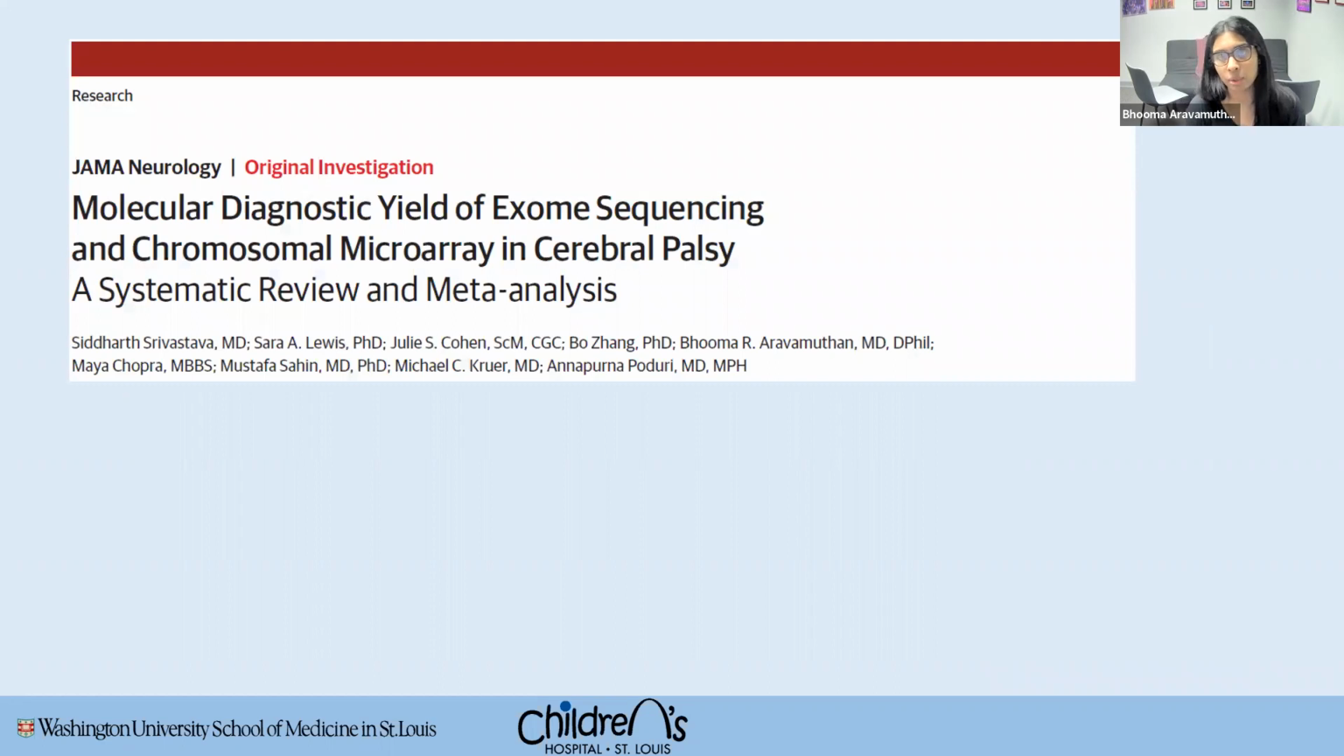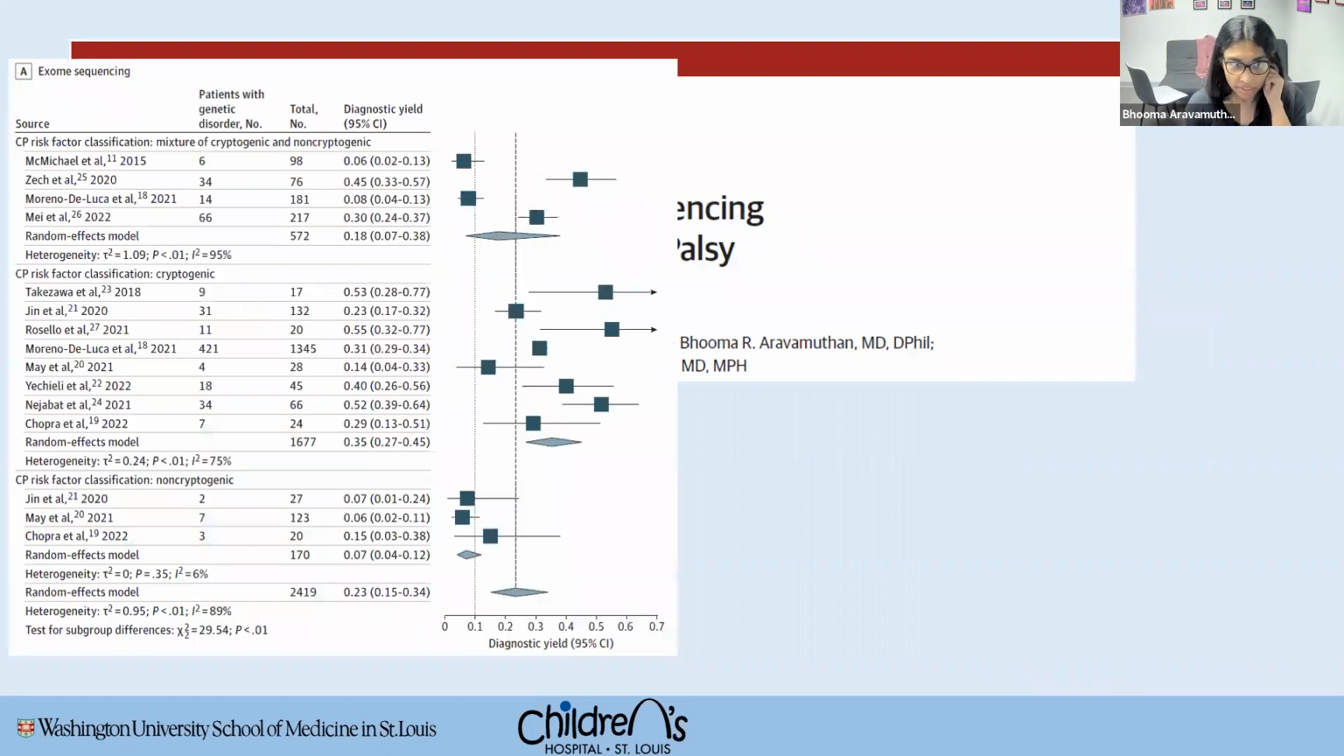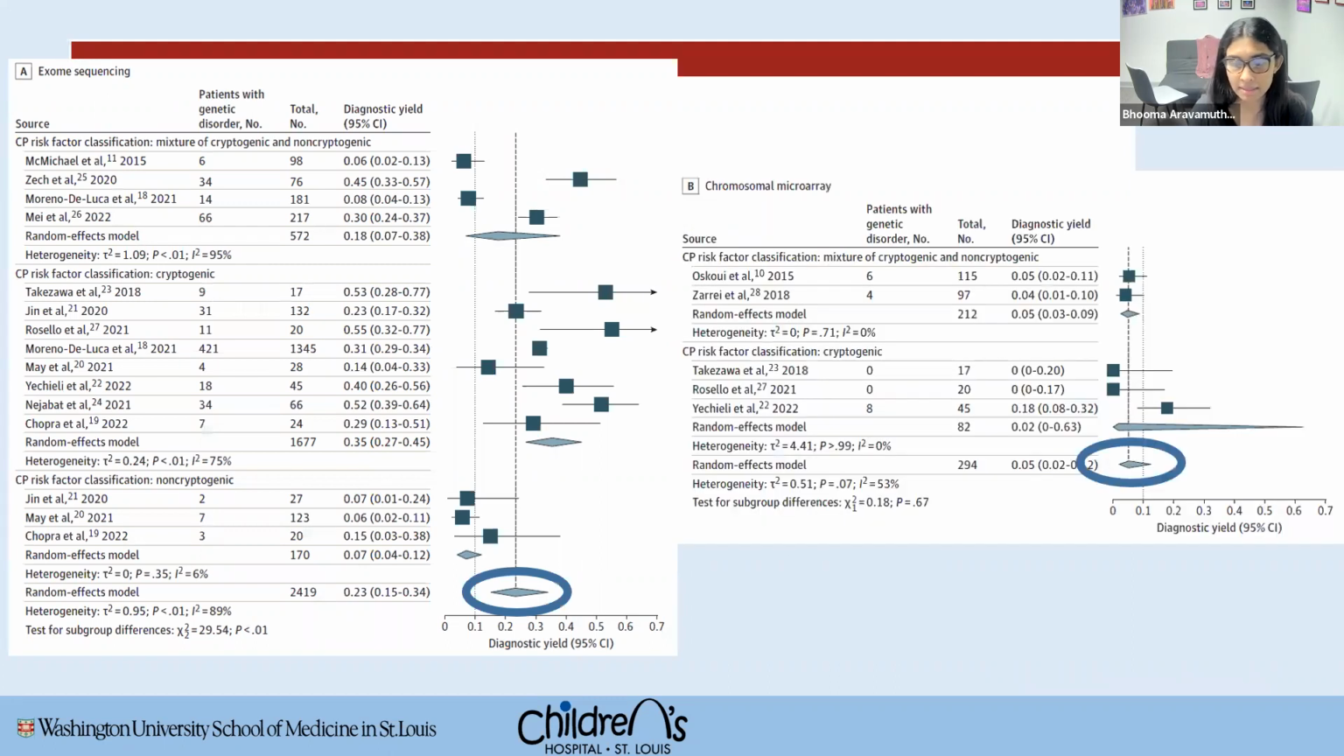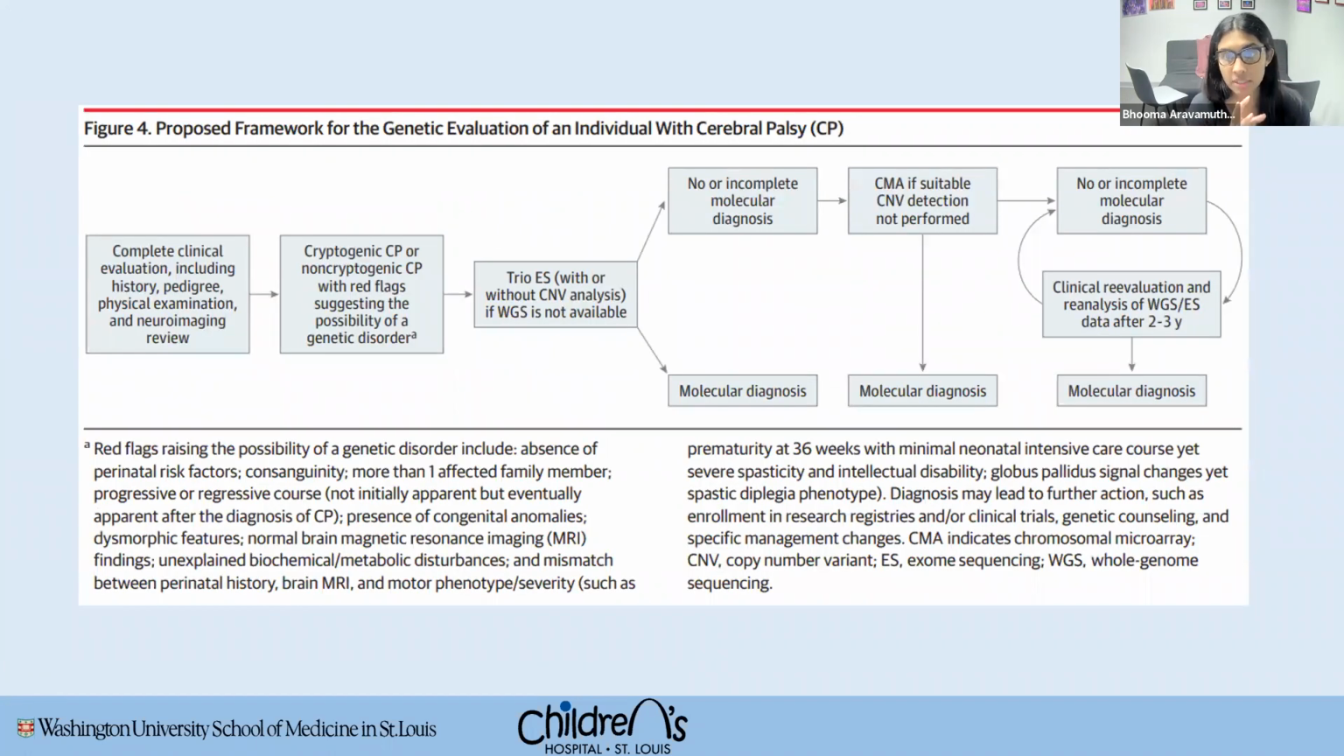We recently looked at the yield of exome versus CMA in people with CP, and we looked at the available data for this. We saw that across multiple studies, whole exome sequencing had close to a 25% diagnostic yield, but CMA had something closer to a 5% diagnostic yield in people with CP. And based on this, we laid out recommendations, and I should say this is a study that was beautifully led by Sid Srivastava at Boston Children's. We laid out recommendations for how this testing should proceed in people with CP.